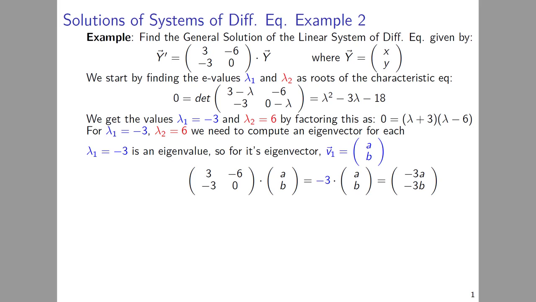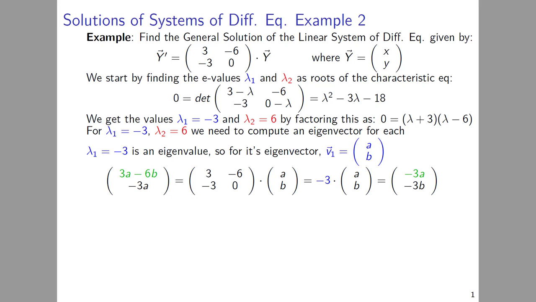On the left-hand side, we'll need to do our matrix multiplication, so we'll do the dot product between the top row of A and our column vector v. That is, we'll have 3 times a minus 6 times b. And the second component of our vector will be -3 times a plus 0 times b. So we have that the vector (3a minus 6b, -3a) is equal to the vector (-3a, -3b).